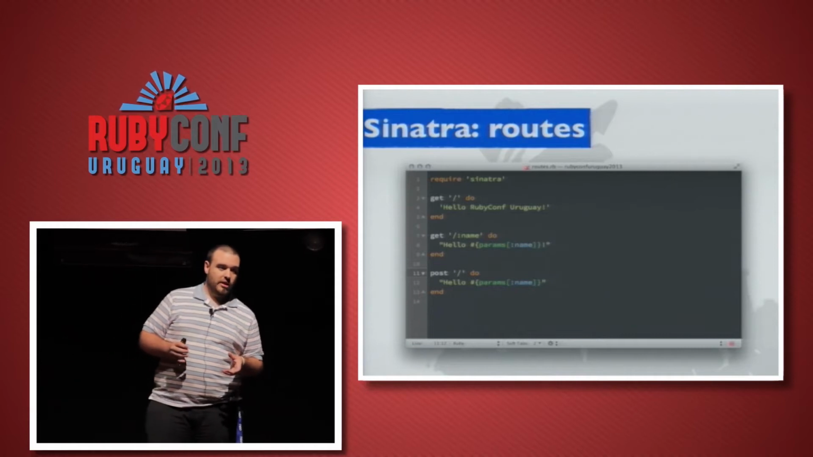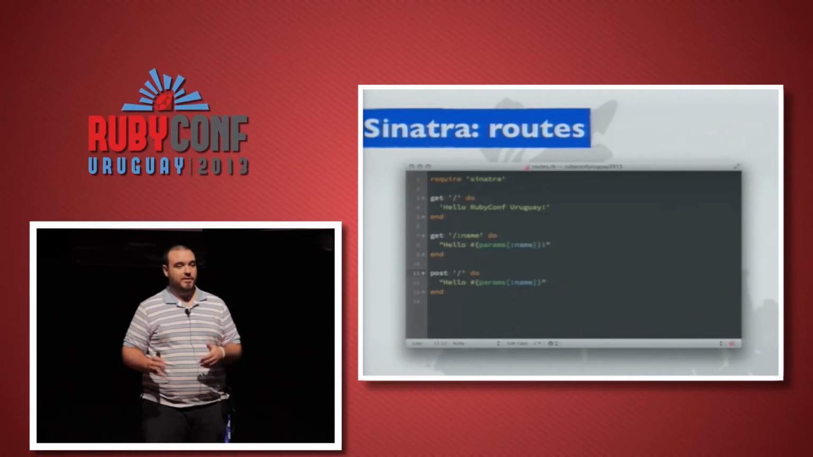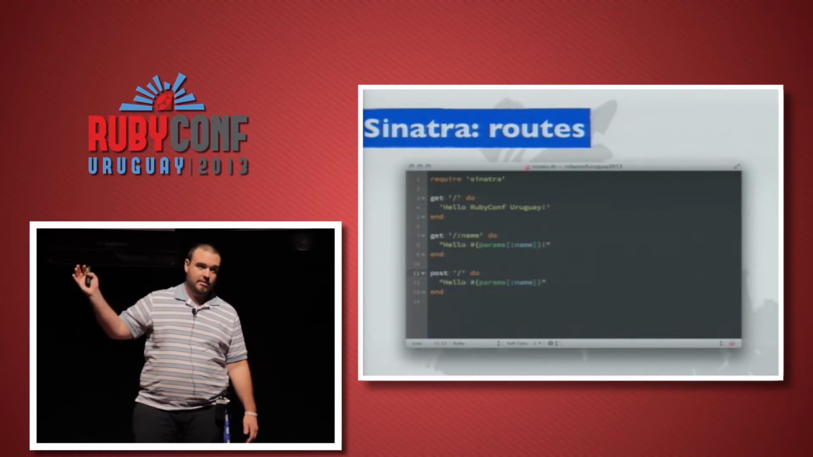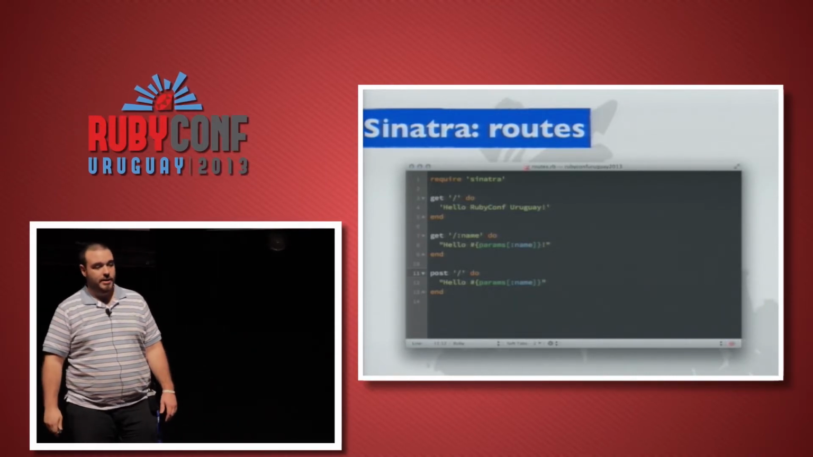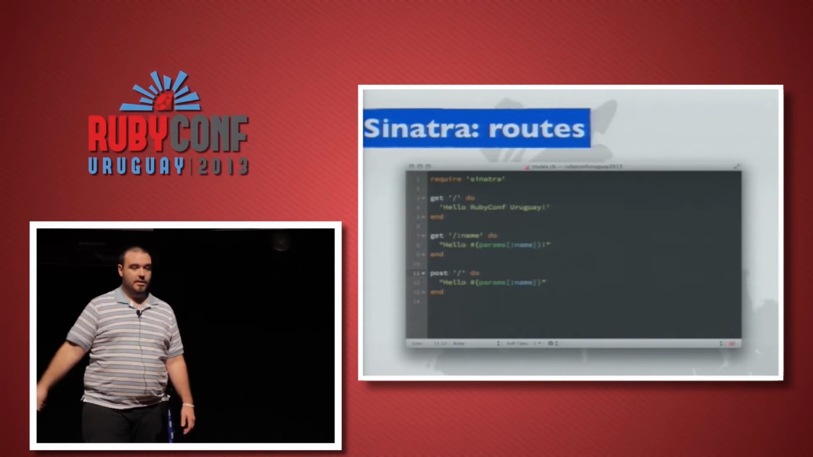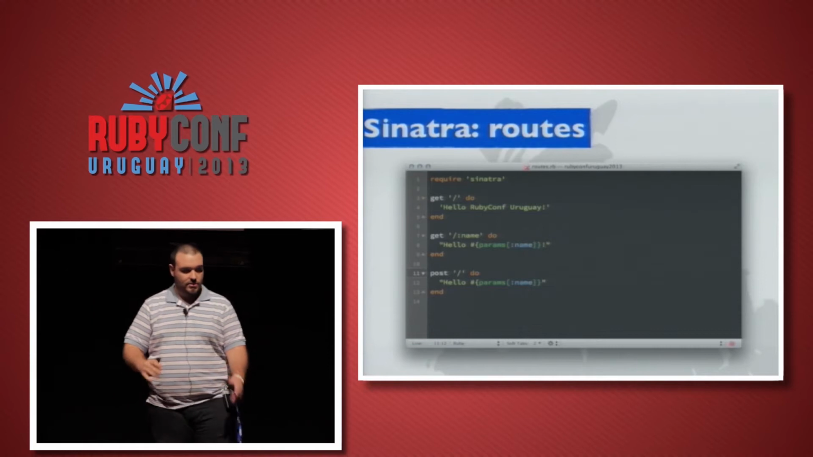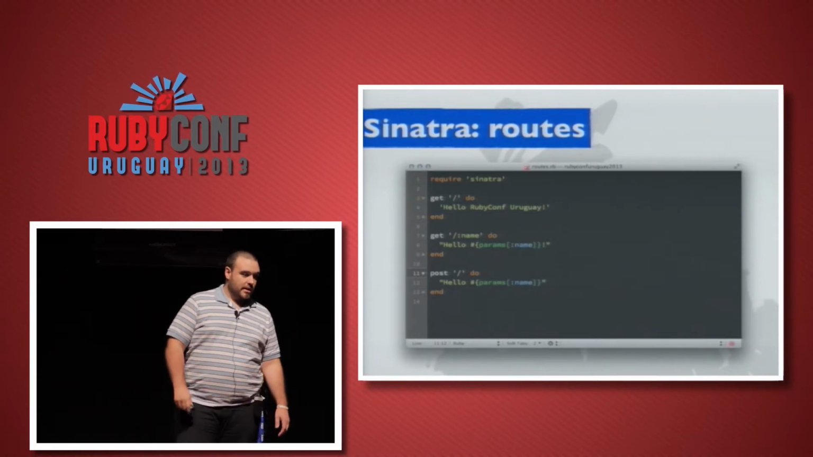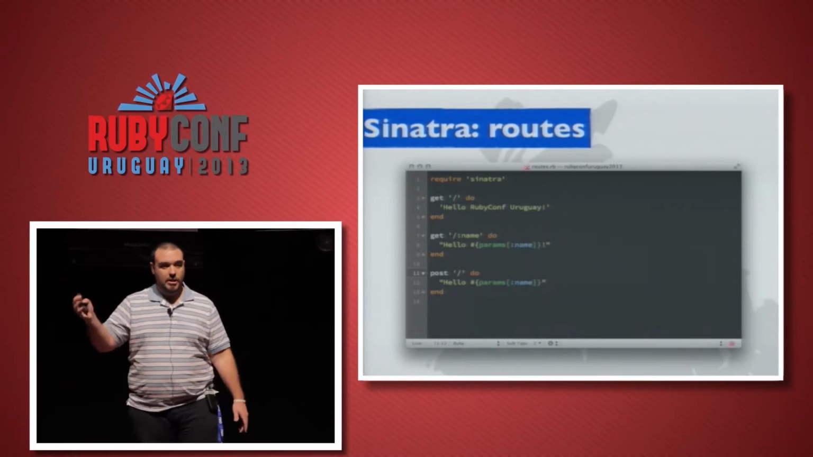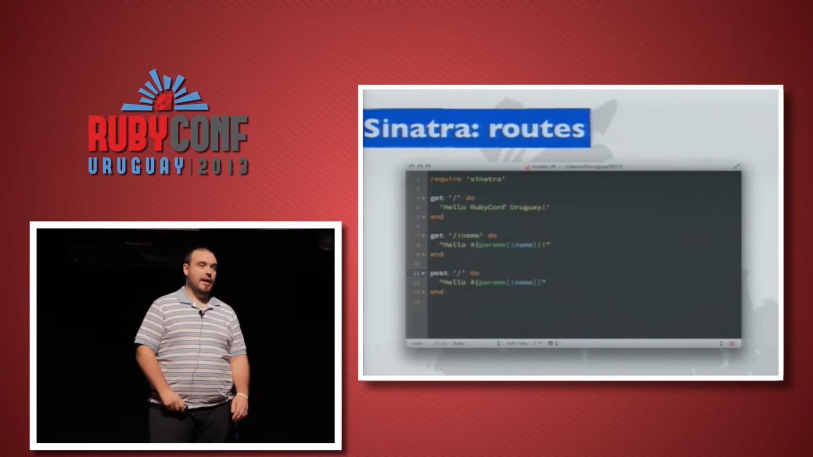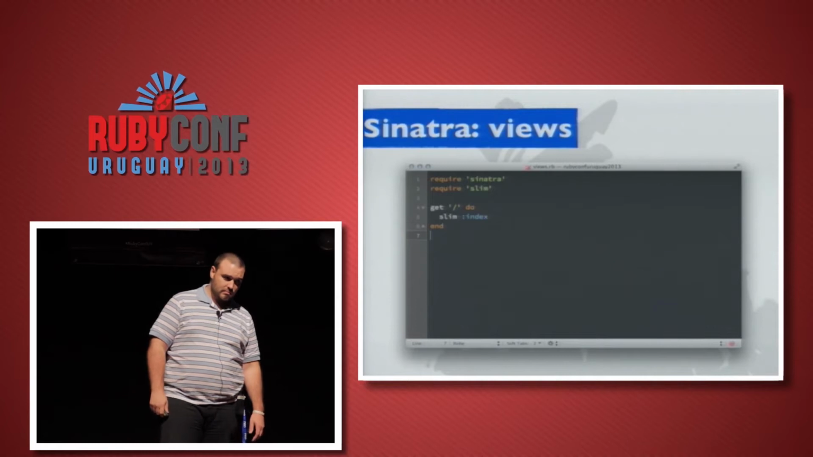In Sinatra, we have rules that are code blocks that respond to a verb and an HTTP path, as in get slash, and hello RubyConf Uruguay. Get slash name, that's a variable, a symbol, it's a placeholder, and says hello, and then the parameter, and then post slash, and so on.